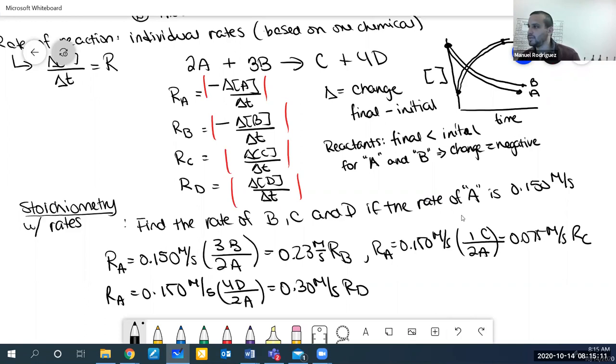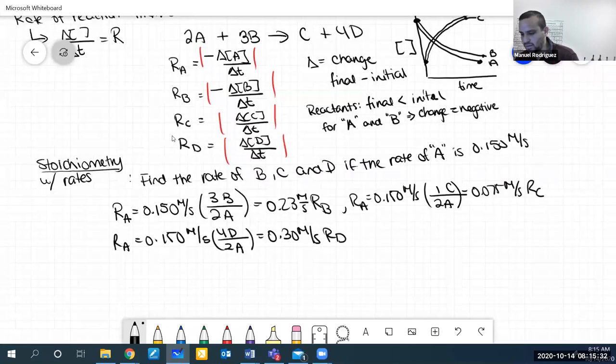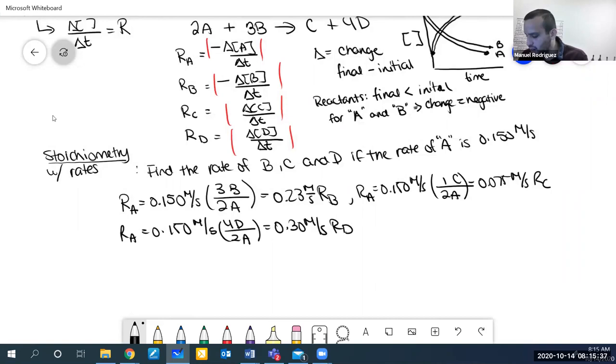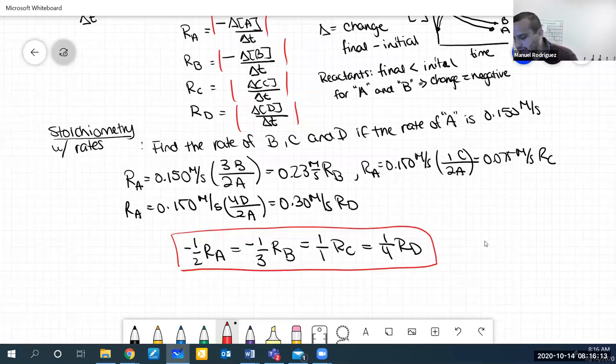Most books or textbooks do not explain doing the ratio this way. They create a formula that somewhat makes sense, or at least it makes sense to me, but most people don't really like it. So at some point, I stopped teaching it because most of my students didn't enjoy it. But the formula basically equates all the different rates by using 1 over the coefficients. So I can say negative 1 over 2 the rate of A equals negative 1 over 3 the rate of B, which equals 1 over 1 the rate of C, which equals 1 over 4 the rate of D. This equation basically does the same thing that we did before. Negatives are for the reactants; the products stay positive.